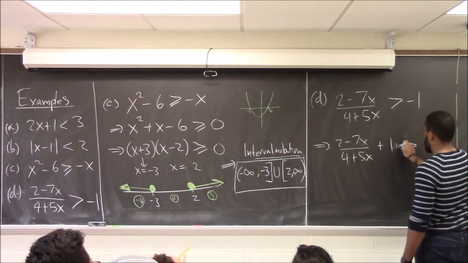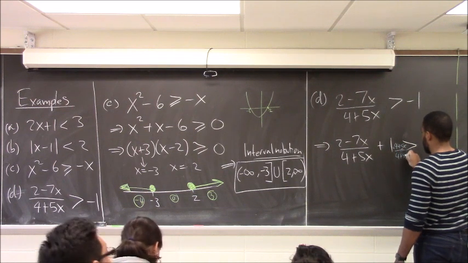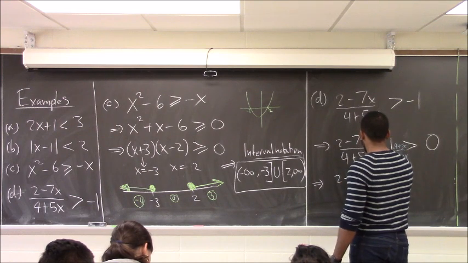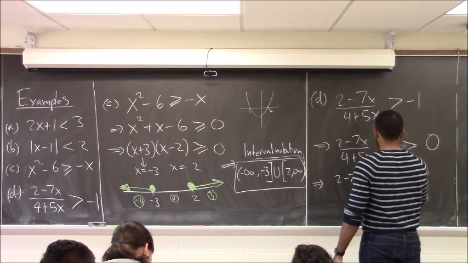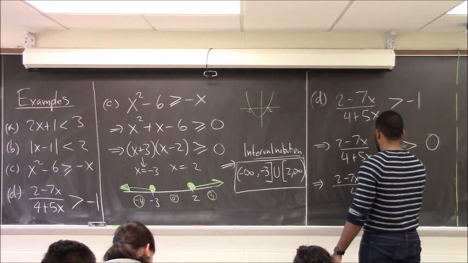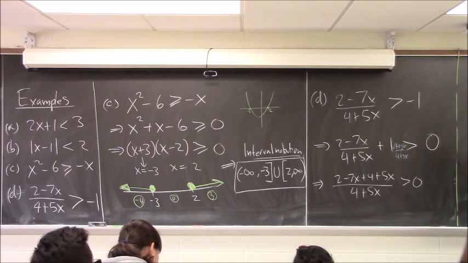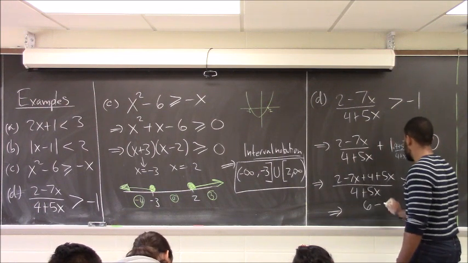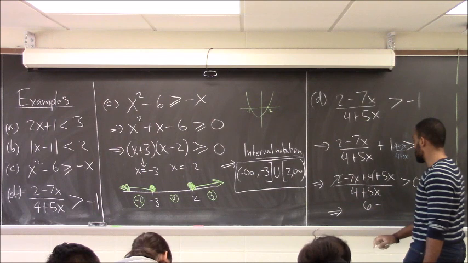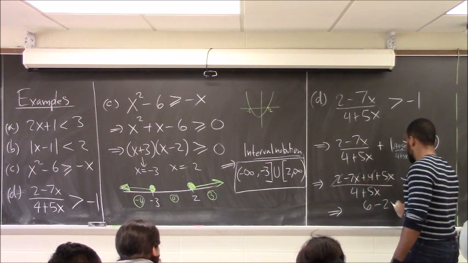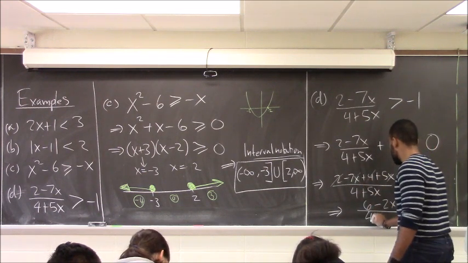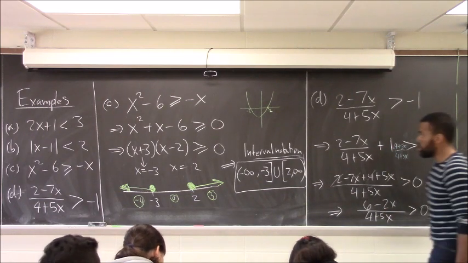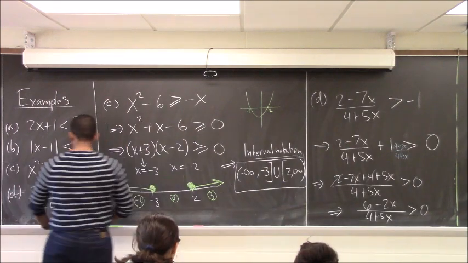Multiply this guy by 4 plus 5x over 4 plus 5x. And so I would have 2 minus 7x plus 4 plus 5x all over 4 plus 5x. Or in other words, I would have 6 minus, so that's 2 plus 4, that's 6, minus 2x all over 4 plus 5x. Now what you do is you set both the numerator and denominator equal to 0.